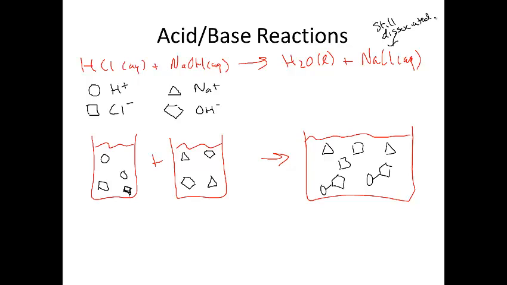So the product of an acid-base reaction tends to be water and a salt. Not always NaCl, although it happens to be in this case. Water and a salt. A salt's just an ionic compound. Yeah, we consider ionic compounds to be salts.